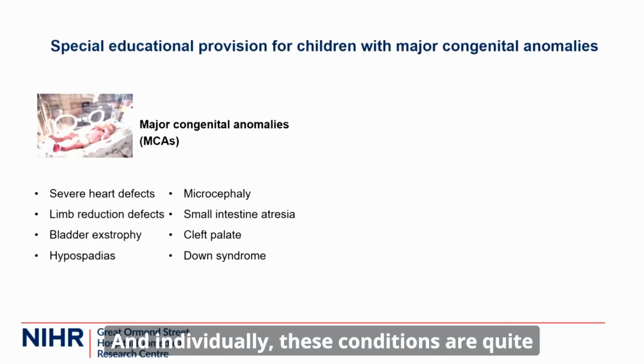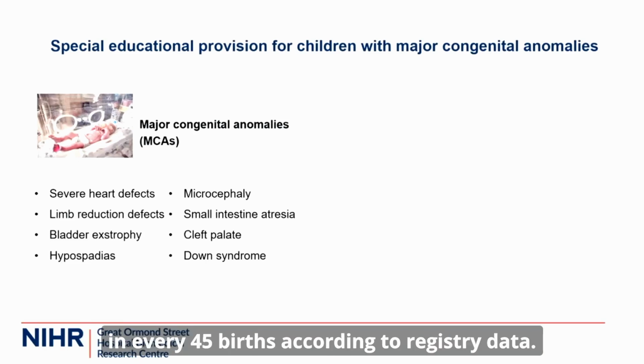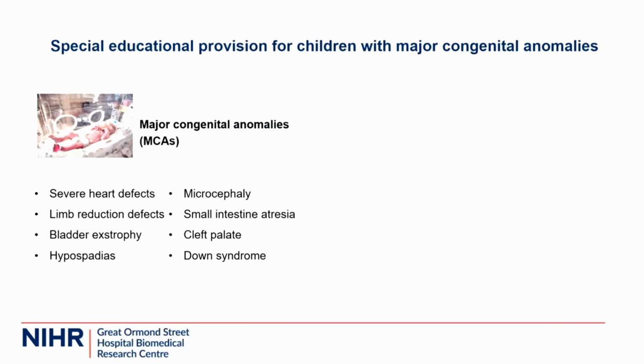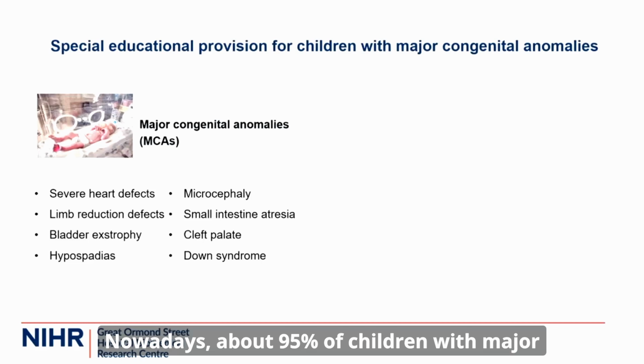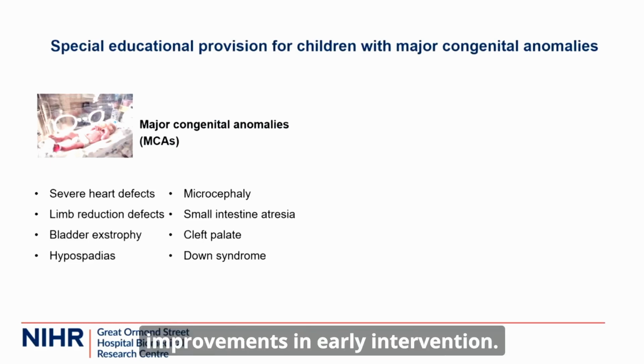Individually, these conditions are quite rare, but altogether are thought to affect about 1 in every 45 births, according to registry data. Nowadays, about 95% of children with major congenital anomalies survive to primary school age, thanks to improvements in early intervention.